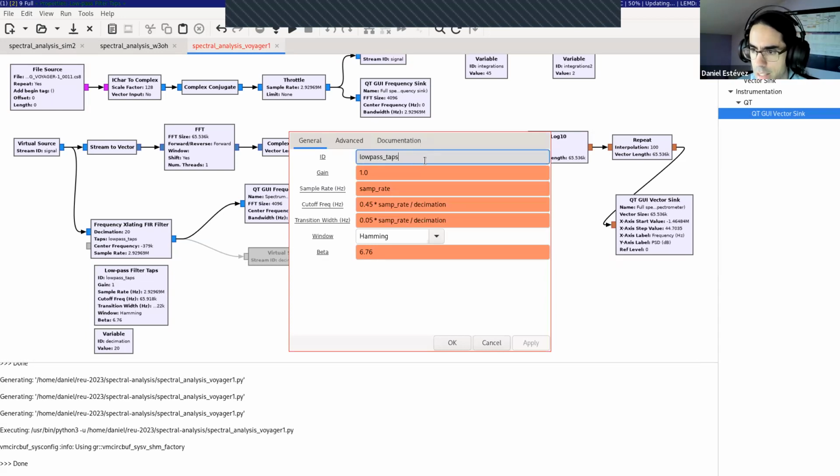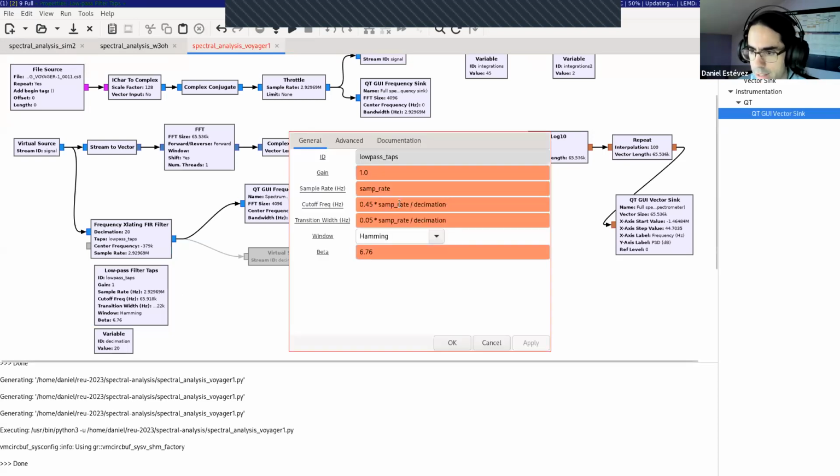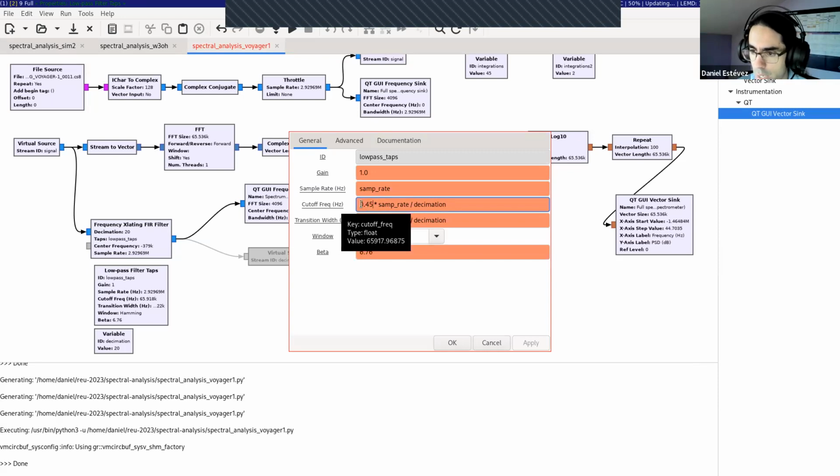The ID I set here is a name which needs to match the name in taps here. And then these are basically the parameters we need for resampling without any aliasing. The cutoff of the filter needs to be below 0.5 times the sample rate divided by the decimation. Here I'm using 0.45 for simplicity, but I could also do 0.5 or whatever, as long as it's not above 0.5 times sample rate divided by decimation.